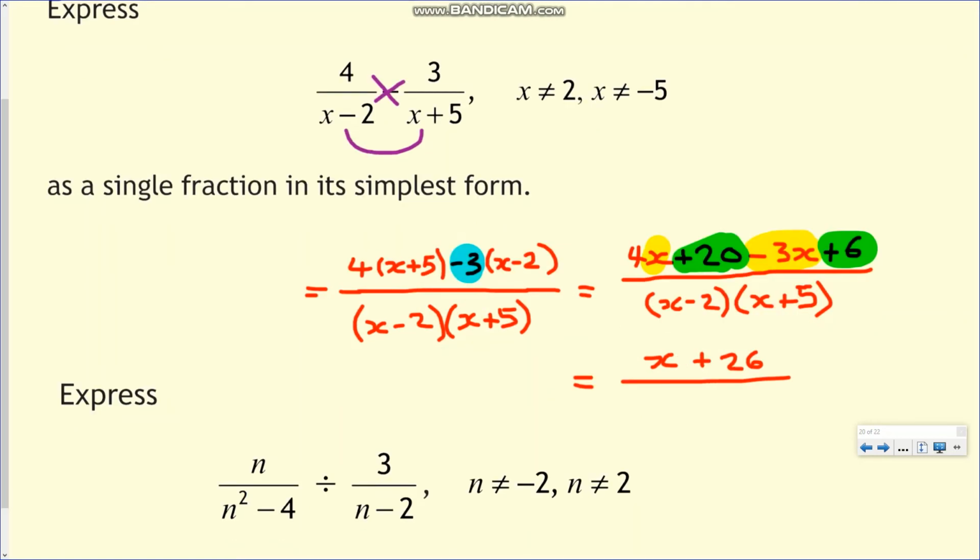Then on the bottom half of the fraction, just like before, I'm going to write x minus 2 and x plus 5. Okay, and that is the fraction in its simplest form. I know it doesn't look very simple, but we have all the x's combined, all the numbers combined on the numerator, and our two multipliers are together on our denominator. That's all we can do.